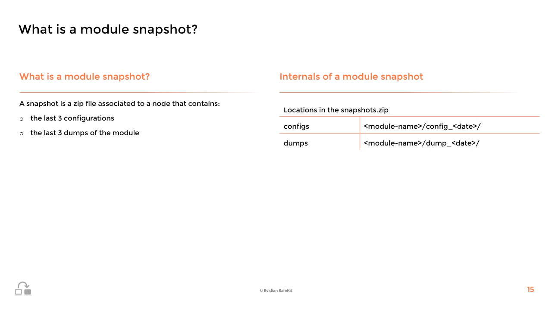Let's now examine what a snapshot is and where you can find interesting information to analyze a problem. A snapshot is a zip file that contains the last 3 configurations of a module and the last 3 dumps of a module on a node. Inside the zip file, you will find directories associated with these configurations and these dumps.